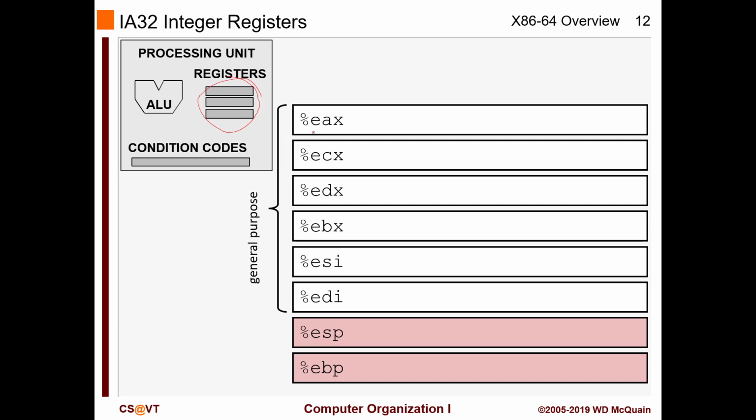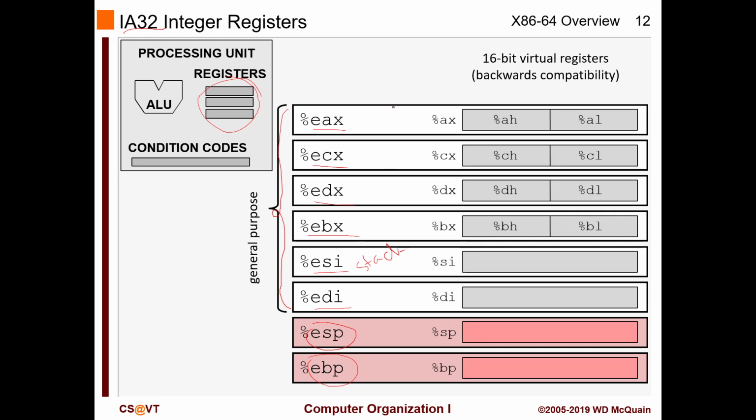It has EAX, ECX, EDX, EBX, ESI, EDI. This one is used for the stack mostly. These are called general purpose registers. We have some special purpose ones, which are ESP and EBP. So this is for the IA32 integer registers.